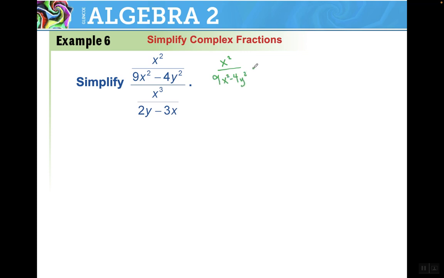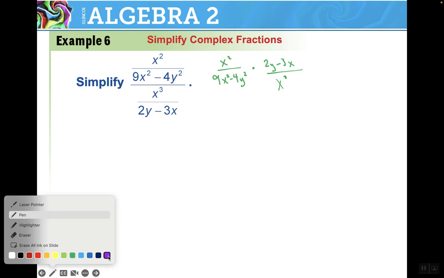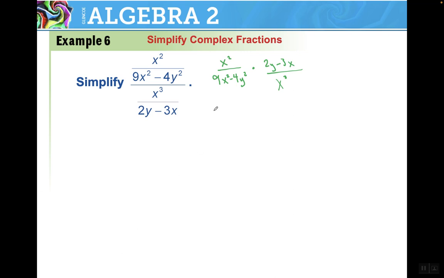And then we're going to multiply it by the reciprocal of this denominator. So now the 2y minus 3x is on top, and the x cubed is on bottom. Okay, and then we're just going to go through the exact same steps that we did before. We're going to factor where we can factor. This isn't factorable. These two we can end up cross-canceling. And this isn't. Oh, I lied.